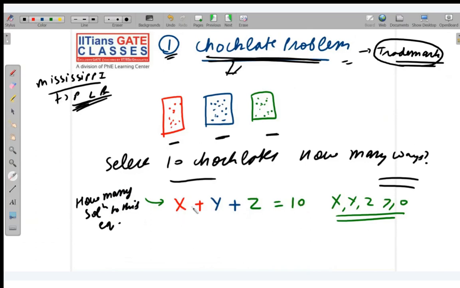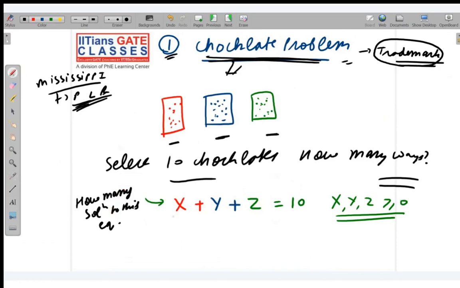Many of you will say, sir, we will have infinite solutions because there are 3 unknowns and only 1 equation. When we have 3 unknowns and 3 equations, we will have a unique solution. But we have only 1 equation and 3 unknowns, so obviously it will have infinite solutions. But no, it will have infinite solutions only when x, y, z can take negative values also. But here we will have only finitely many solutions. So how many solutions are there? That will be the answer to this chocolate problem.